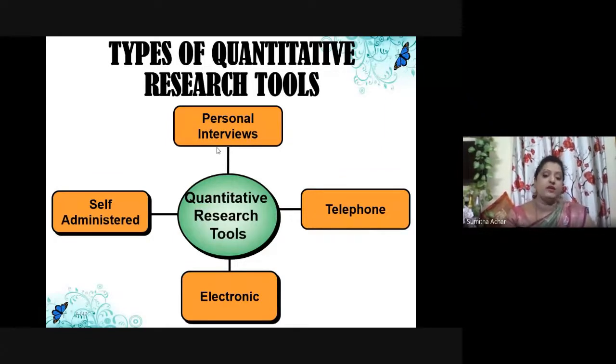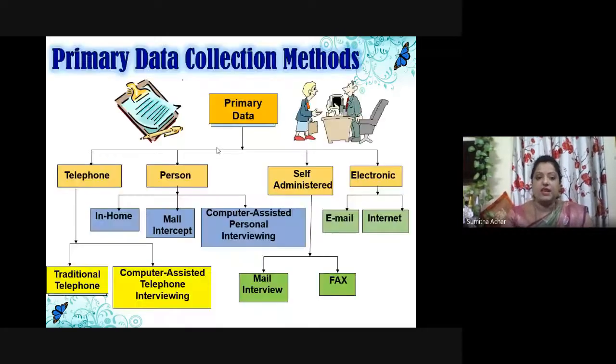So under the quantitative tools, the prominent ones are the personal interviews, then we have telephonic interviews, electronic interviews, and then the self-administered interviews, right? Now, this is the broader method of collecting the data, which you can find in any research textbook. So under personal, you have in-home personal interview technique, and mall intercept. You go to the malls and collect the data.